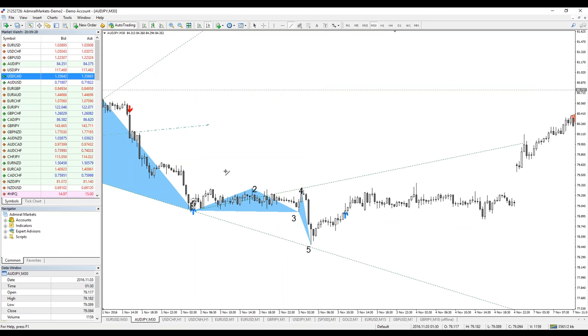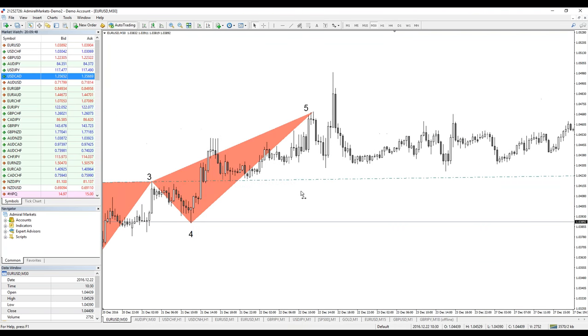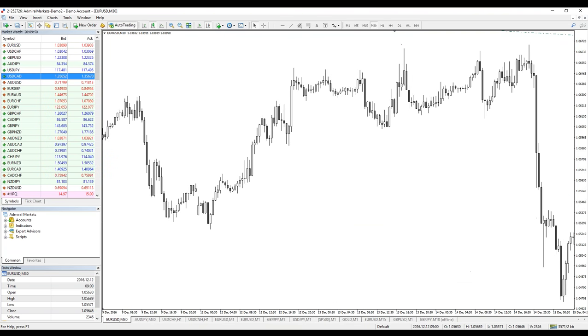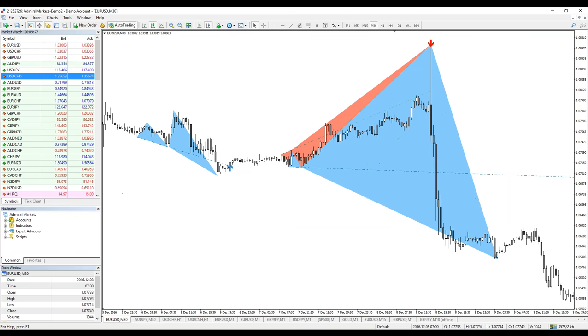0.1, 0.3 here. See how it was rejected, retested? 0.123, this was the break. 0.12345, 0.123 here, Marubozu signal. Let's see if I have the history here. You see, below then above. Watch this, huge rejection.